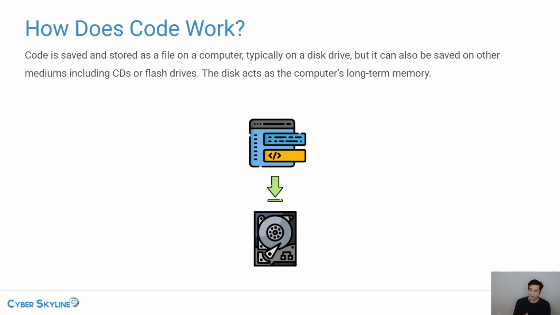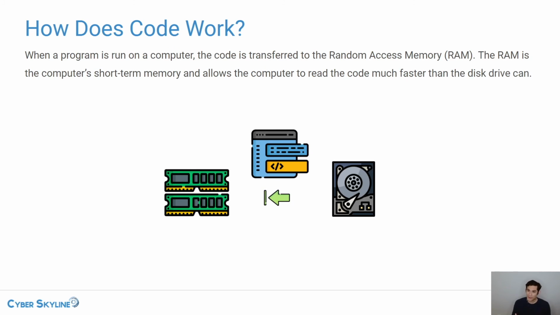Now, when you actually double click on a program and you start running it, that code is being copied from the disk drive or the flash drive or the CD, and it's being transferred to the RAM. And so RAM is random access memory, and the RAM acts as short-term memory for the computer. The reason why RAM exists is because it is much faster than a hard drive or a disk drive. And we're talking like an order of magnitude faster, like way faster than the drive.